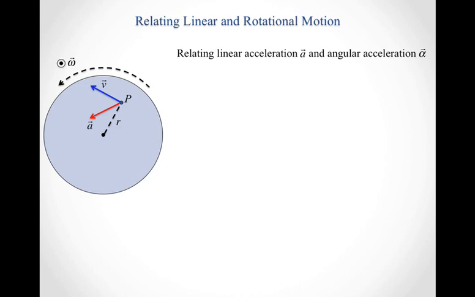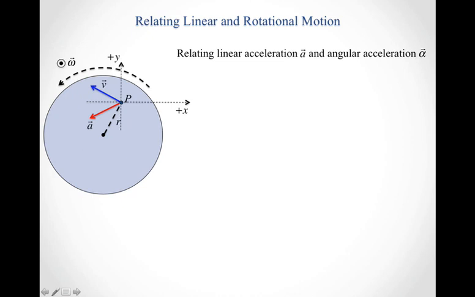I can relate the linear acceleration a and the angular acceleration alpha. Let's say we have some linear acceleration that points off in this direction. Part of what this tells me is that point P, as it rotates around, has to be speeding up, because there's a component of that acceleration that points towards the center of the circle, keeping it moving along the circle, and a component of the linear acceleration that points in the direction of the velocity, which tells me that point P is speeding up as it spins around.